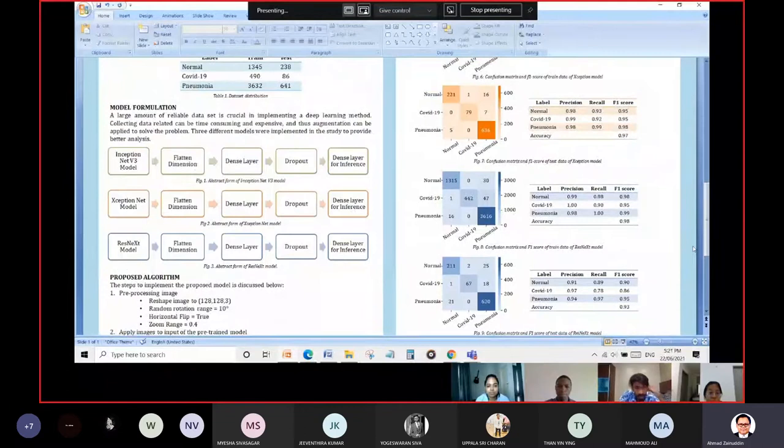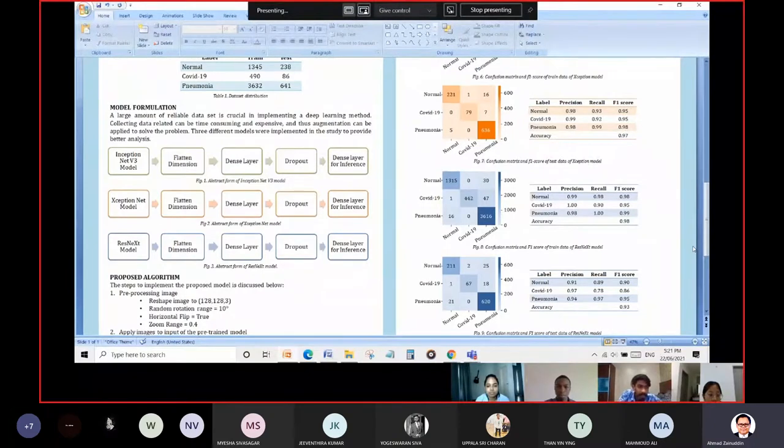So the next is model formulation. A large amount of reliable data is crucial in implementing a deep learning method. Collecting related data can be time consuming and expensive, and thus augmentation can be applied to solve the problem. Three different models were implemented in the study to provide better analysis. The first model is Inception Net V3.